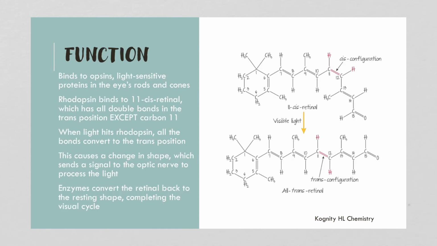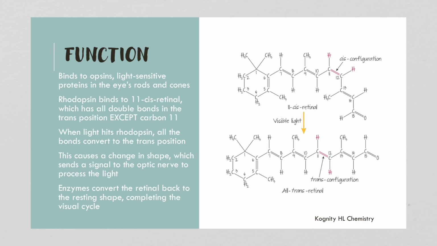So now we'll talk about the function of retinol. So retinol binds to opsins, which are light-sensitive proteins in our rods and our cones in our eye. Rhodopsin binds to 11-cis-retinol, which has all double bonds in the trans position except for carbon 11. So you can see that right here, carbon 11. When light hits rhodopsin, all the bonds convert to the trans position. So now it changes the bent tail to a completely linear tail. That changes the shape, which then sends a signal to the optic nerve to process the light.